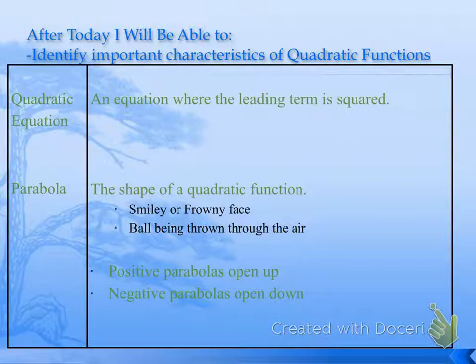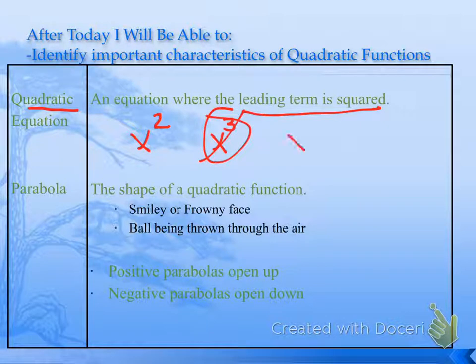Okay, now, into the basics. Quadratic equation. When you see the word quadratic, it means the leading term is squared. Okay, that's a fancy way of saying there is an x squared. If there is no x squared, it is not quadratic. If there's anything bigger, so x cubed is not quadratic. X to the fourth is not quadratic. Okay, a quadratic is when there is an x squared.